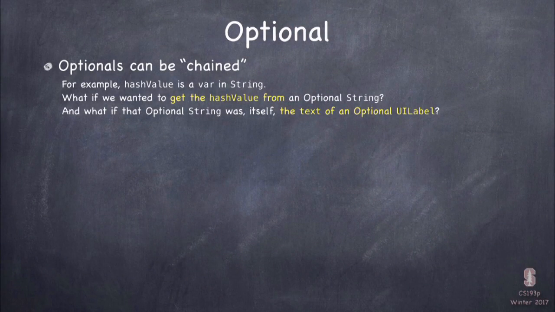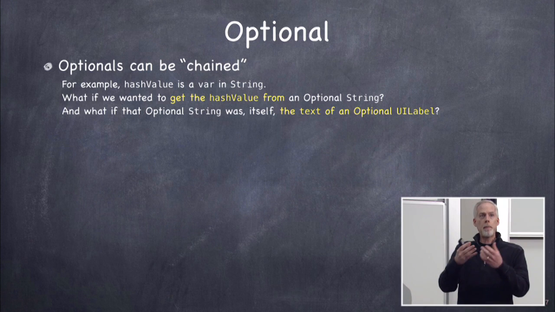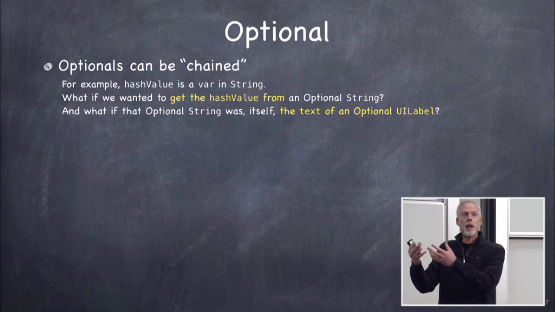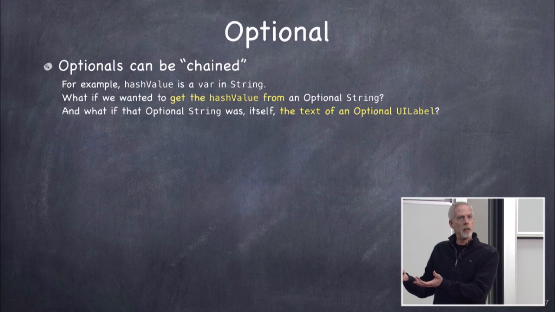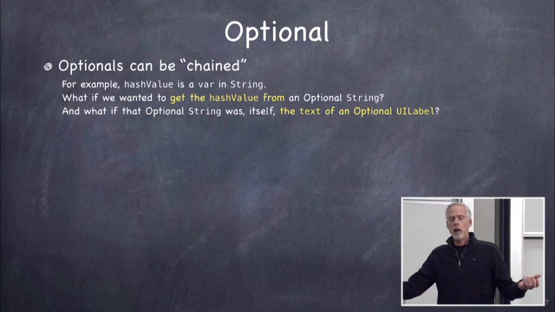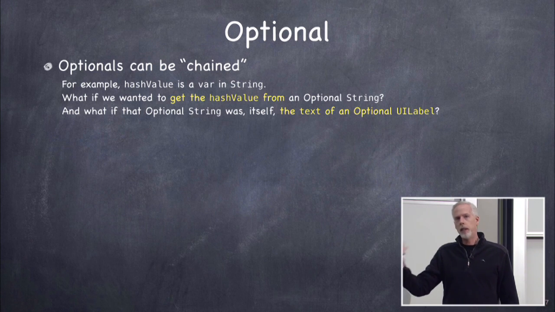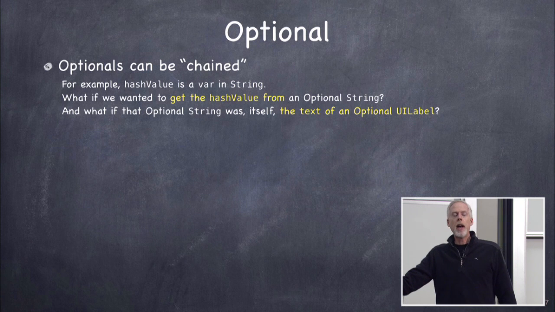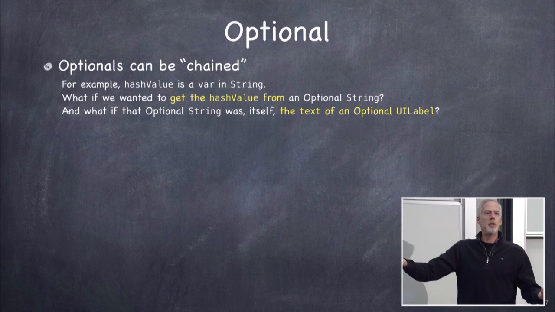Okay? And what does this mean? Well, this is best shown by example. So let's say I have an optional UI label, like my display in the calculator, and it's got the text. That's also an optional, right? Optional string. We all know that. And let's say I want to get the hash value, which is just a var on string, which hashes the string, gives you some integer for it. I want to get that hash value of what's in the display.